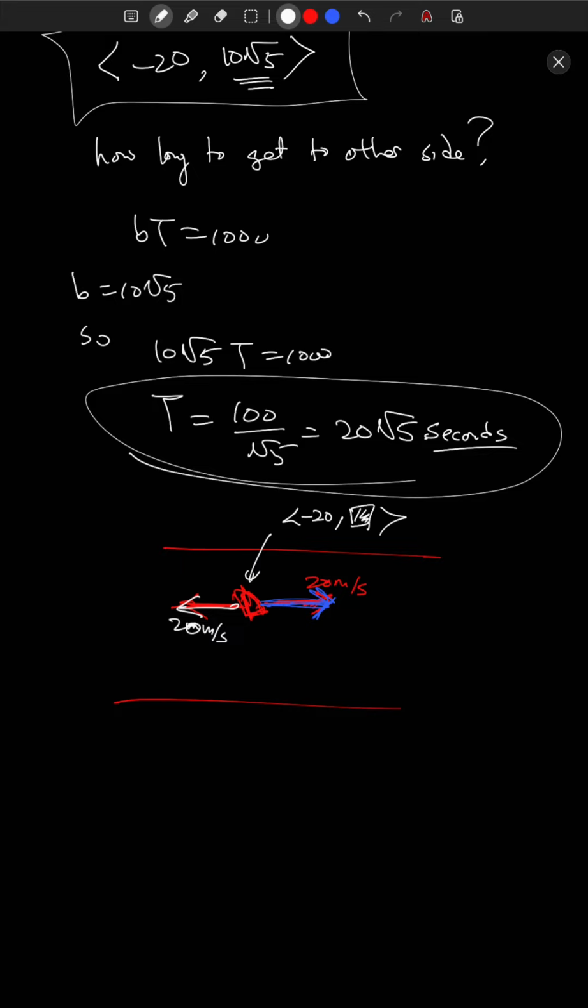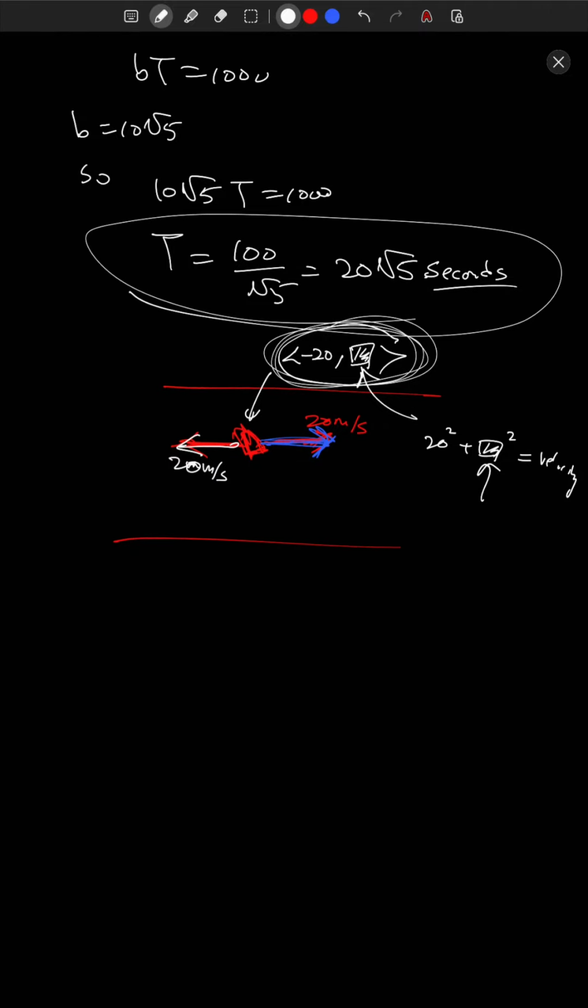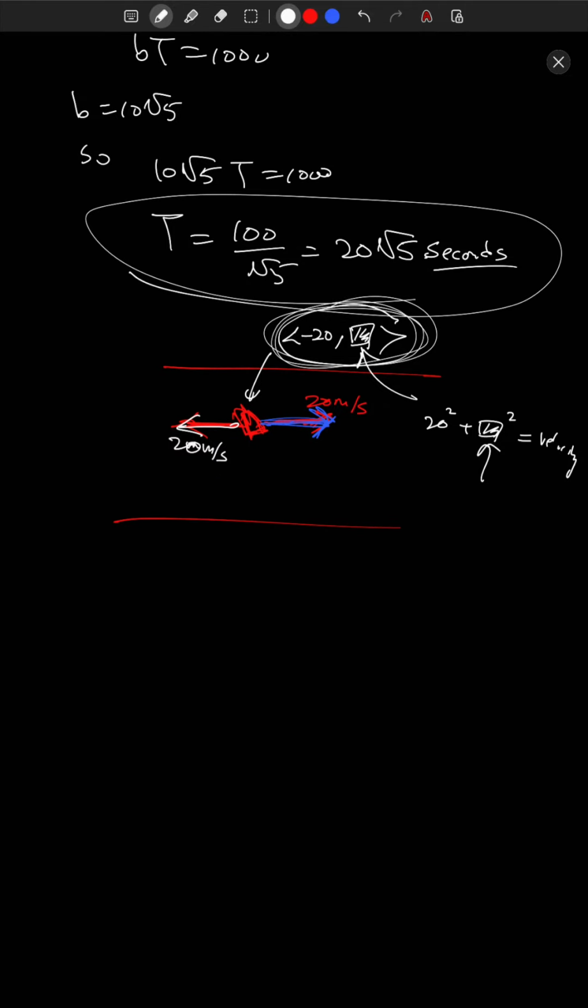So I need to be rowing at a velocity vector of minus 20 comma something. And that something is going to be determined by my overall rowing speed. So 20 squared plus that thing squared should be my overall velocity, how fast I row, and that allows me to solve this. So again, everything makes sense if I think in terms of both the physics and just pure mathematics.